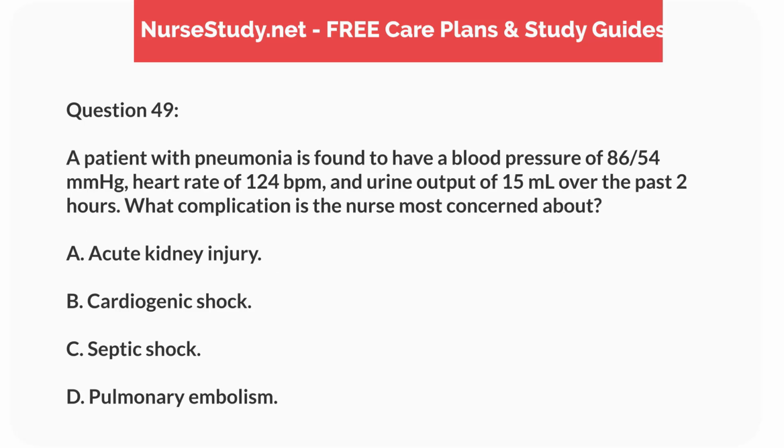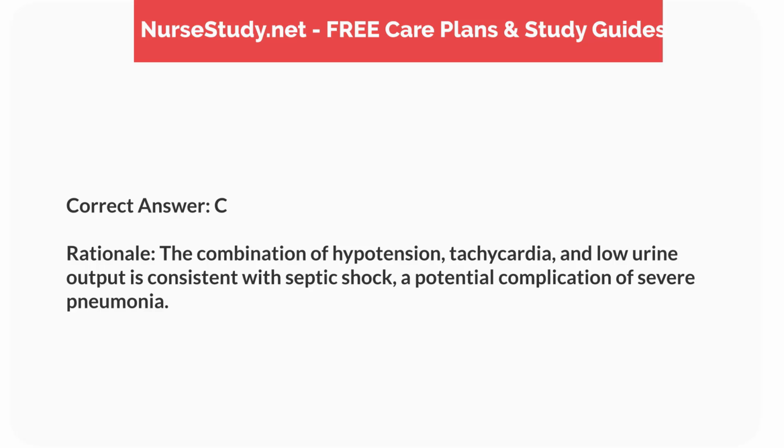Question 49. A patient with pneumonia is found to have a blood pressure of 86/54 mm of mercury, heart rate of 124 and urine output of 15 milliliters over the past 2 hours. What complication is the nurse most concerned about? A. Acute kidney injury. B. Cardiogenic shock. C. Septic shock. D. Pulmonary embolism. Correct answer, C.